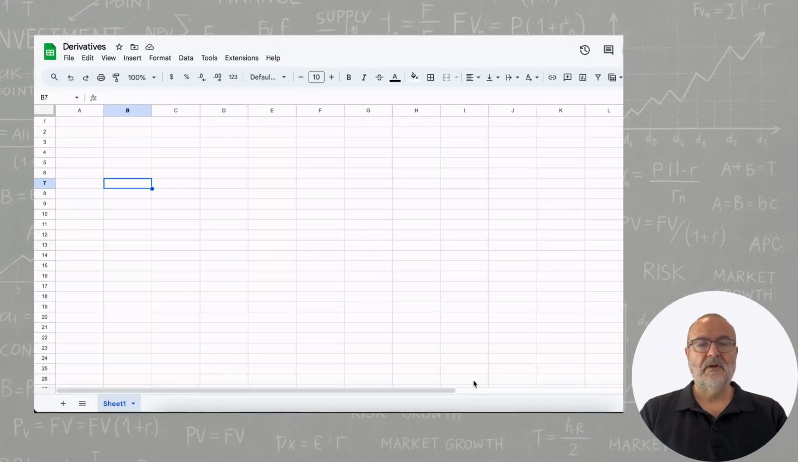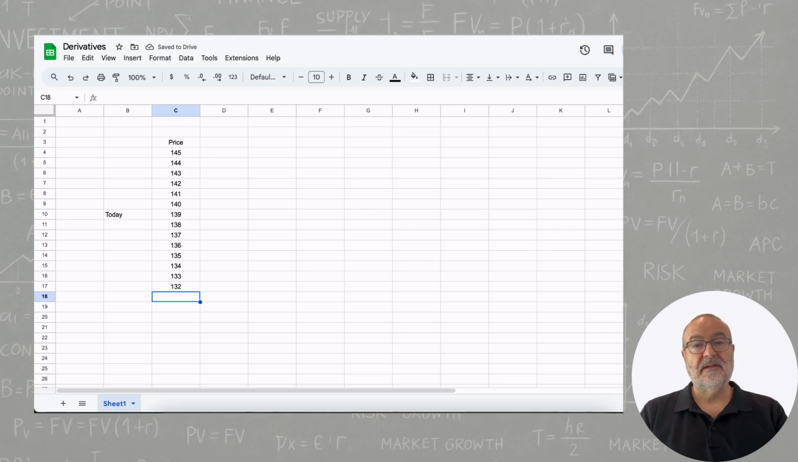We will then create a column for the spot price. We will enter today's price in the middle. Then, we will increase the spot price by $1 going up and decrease the spot price by $1 going down. We are creating a scenario analysis. What will happen to the profit and loss when the spot price changes?